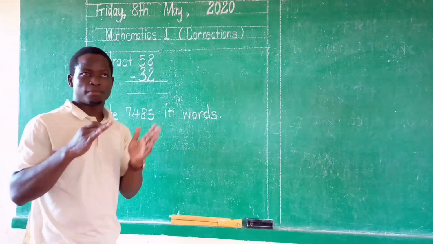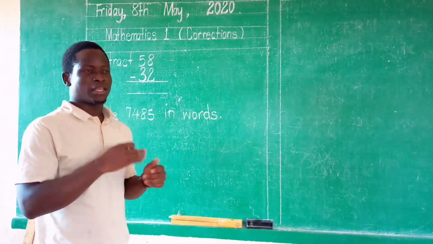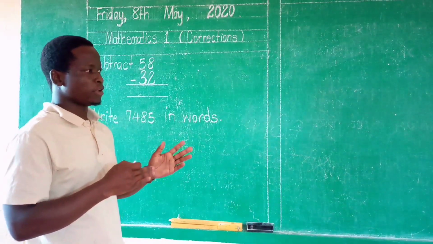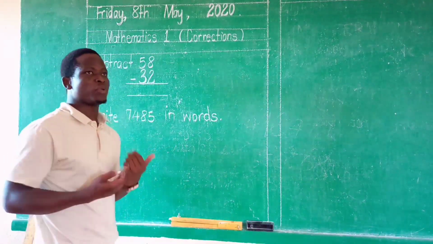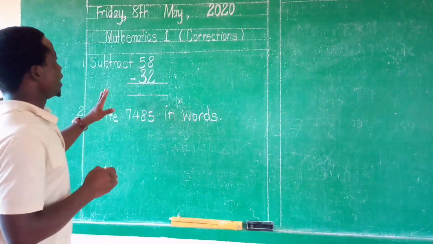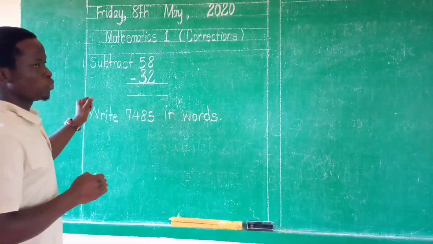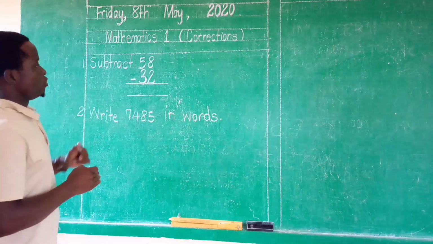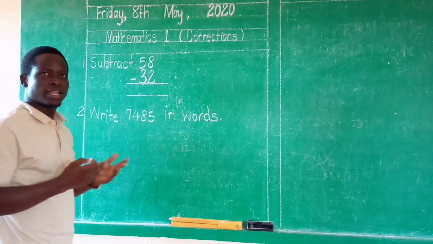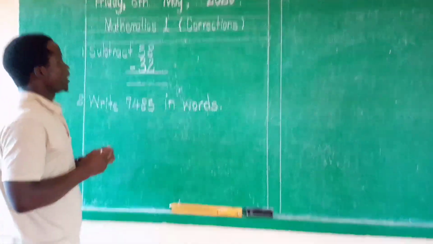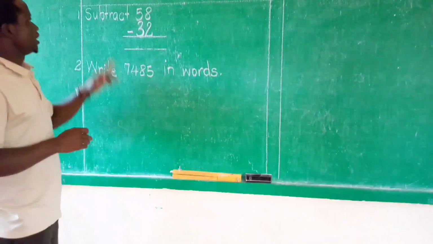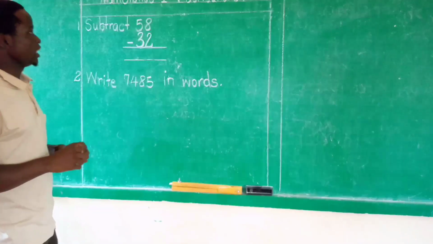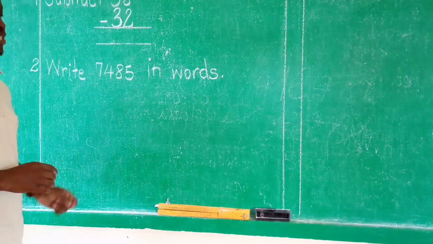I keep on making corrections to the other sets, and in every video I'm going to be handling 10 questions and we move on. So for today, let's look at Mathematics 1 that I gave you. You cross-check with what you did, and then we move on. Now, question number 1 in that paper was: subtract 58 minus 32.